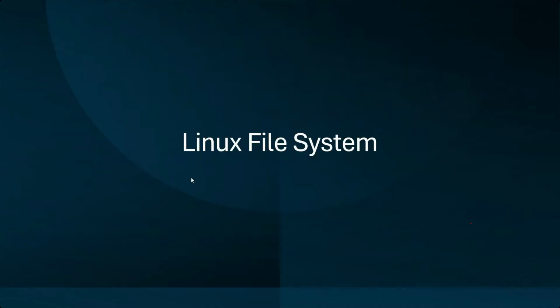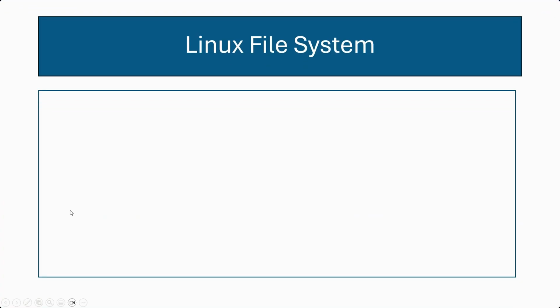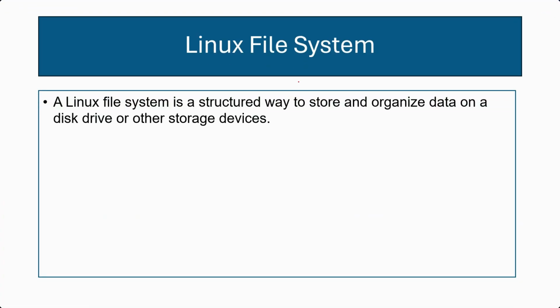All right, so now let's talk about the Linux file system. The Linux file system is a structured way to store and organize data on the disk drive. It's that simple. Just like you store your books on different shelves, so that you can keep them properly and pick a specific book easily. That's the entire job of a file system, or for example, a database.